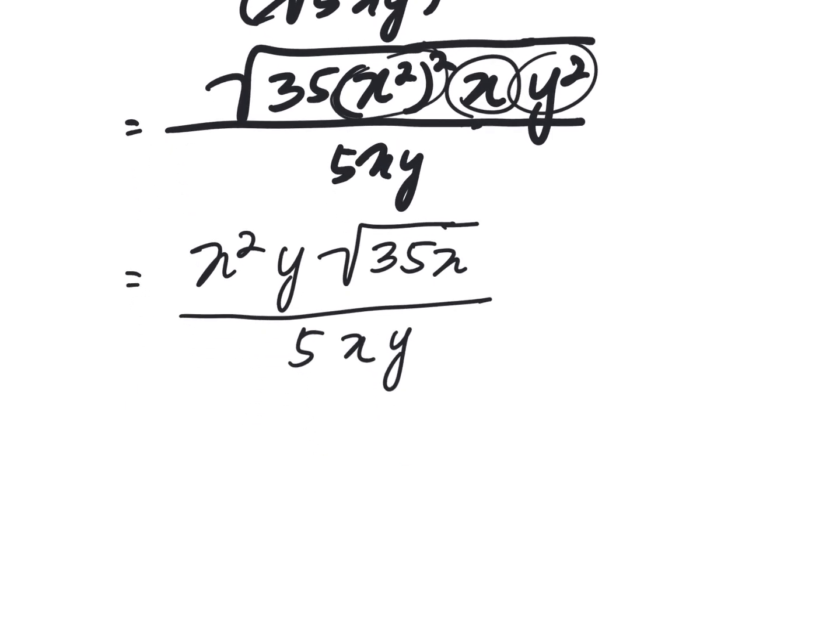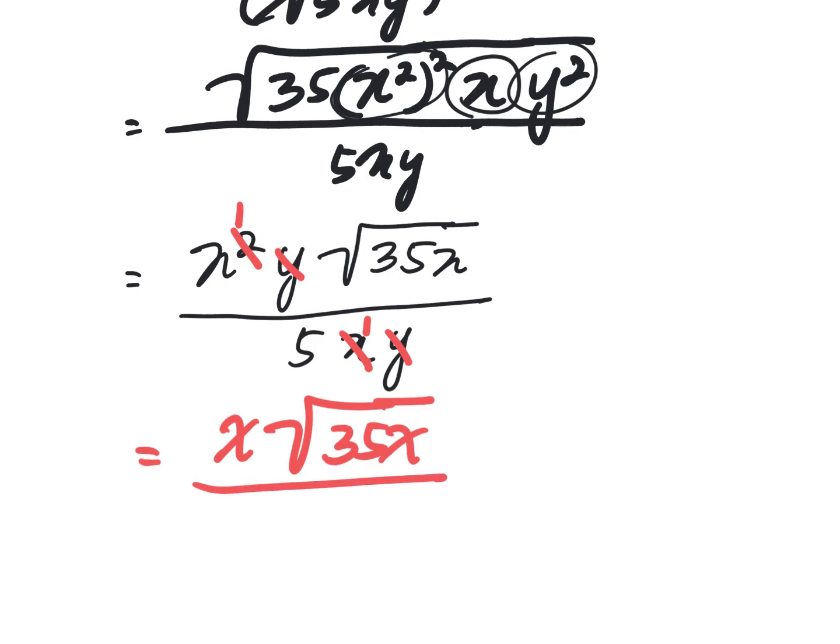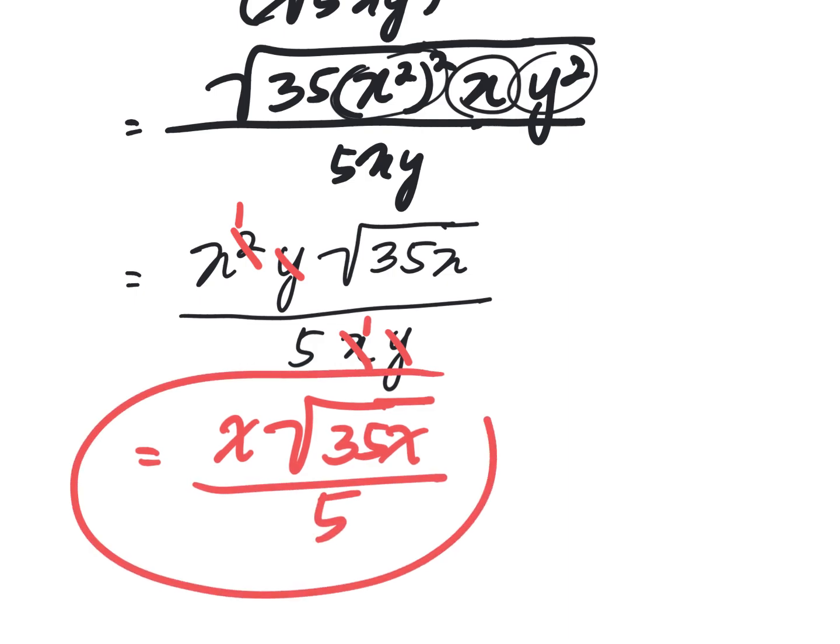Simplifying this one is going to actually give us this one. Okay, the x squared and x, that's going to give you 1 in here. And then y and y will be cancelled also, common factors. So what is left now in here as our final answer is x root of 35x all over 5. So this is our final answer in here.